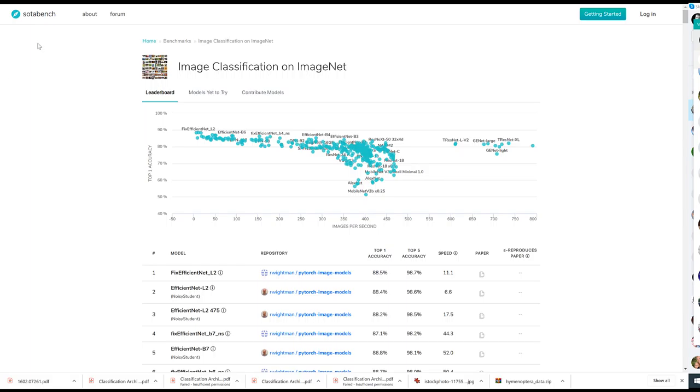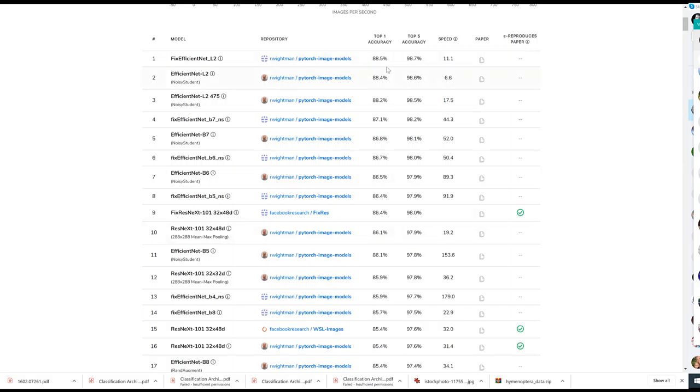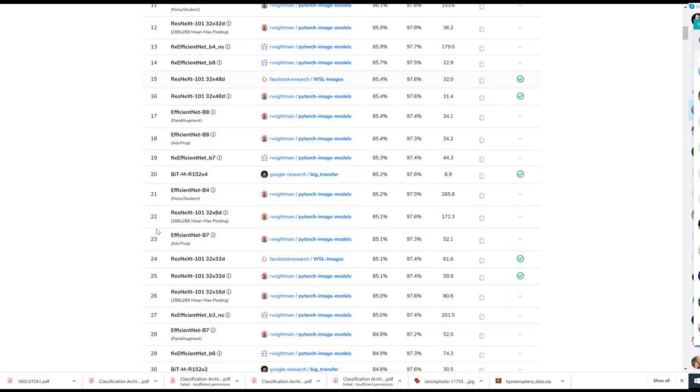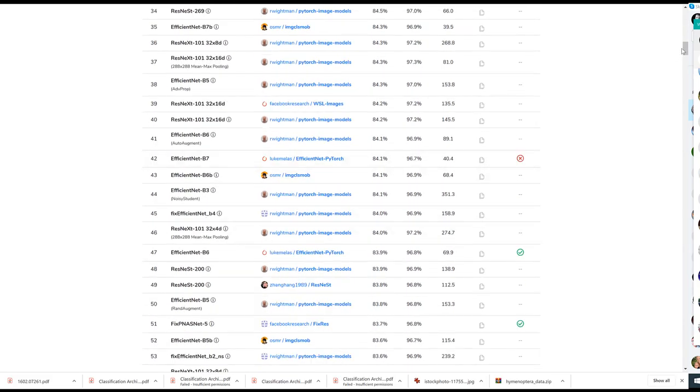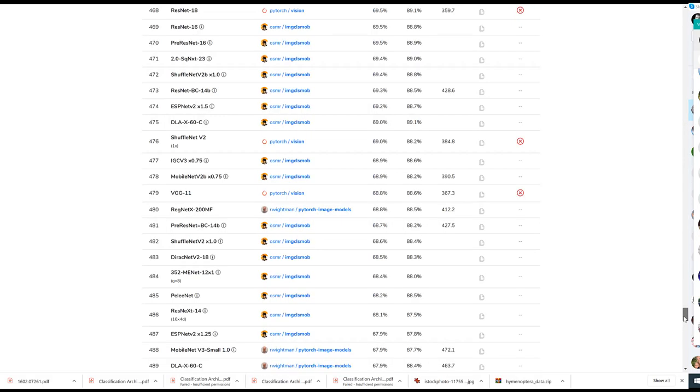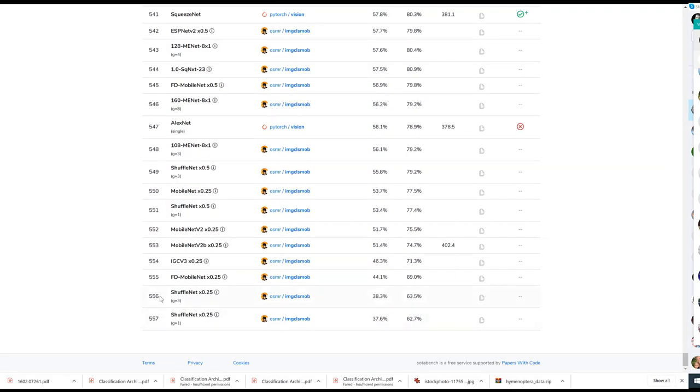Let's look at one other such website, SotaBench, and here we can see that they have some other things, speed, images per second. All right, let's just look at the results in top 1 accuracy. Again, we see FixEfficientNet L2 is leading, and here you see just a lot more versions of this EfficientNet that show up. Again, we see ResNeXt, a popular one. And let's also go down. This one might have a lot more networks because they allow so many versions of the same network. All right, so here again, AlexNet is pretty far down the list nowadays.